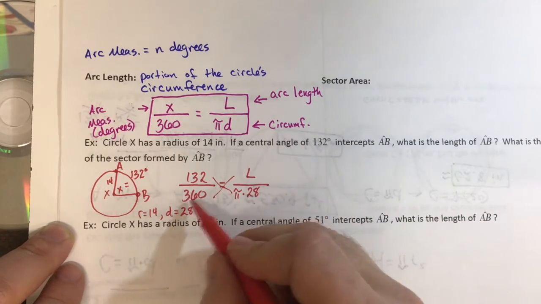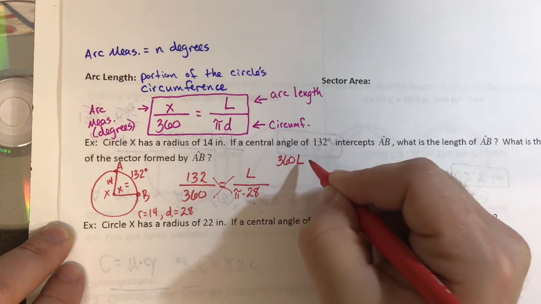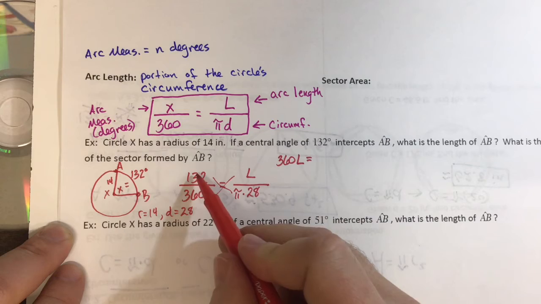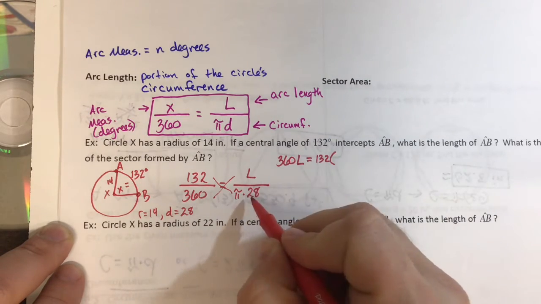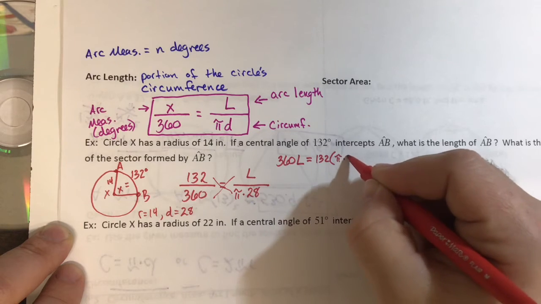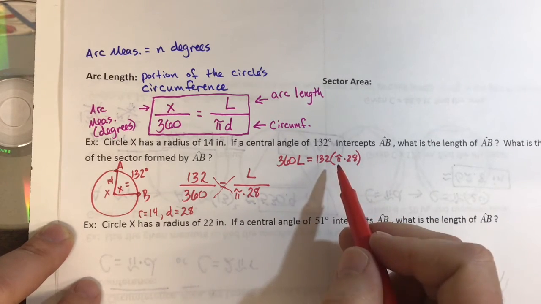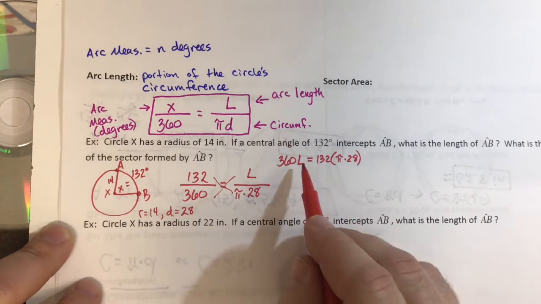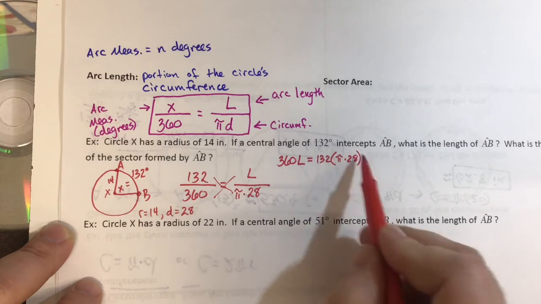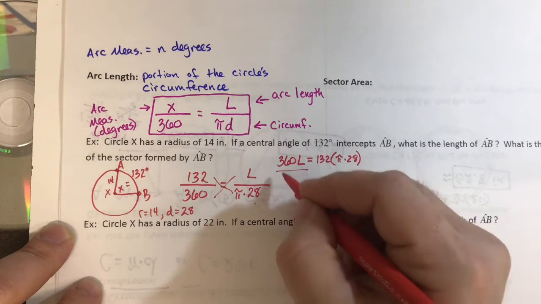When I cross multiply, I'm going to put these two on the left. I have 360 times L has to equal the same as 132 times pi times 28. Notice I haven't actually simplified anything with a calculator yet. I'm going to put all of this in the calculator at once. I have L by itself, so whatever that number would equal, my last step would be to divide by 360.